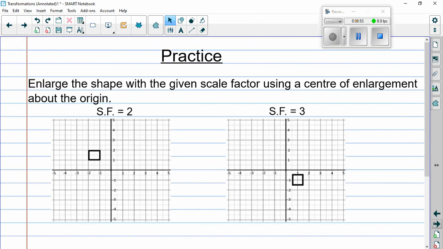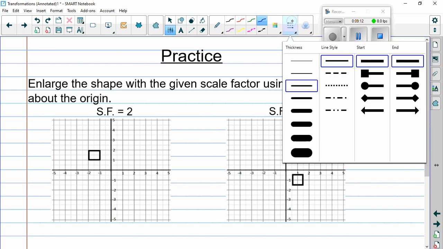So here there are 2 questions, both with the center about the origin. One has a scale factor of 2, one has a scale factor of 3. Try your best. I'm going to pause the video now. Once you're ready, you may press play and we'll go quickly through the answers.